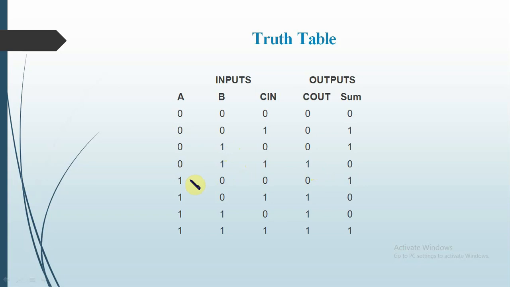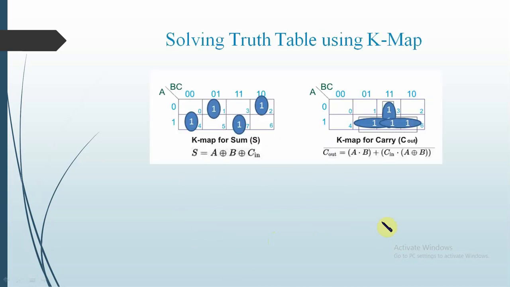Here the sum is 0, here sum 1 carry 0. Here the sum is 0 because two ones are there, and carry 1. Here also sum 0 carry 1. Here also sum 1 and carry 1 because there are three ones. This is the basic addition, 1 plus 1 plus 1. All these values we put here in the K-map.